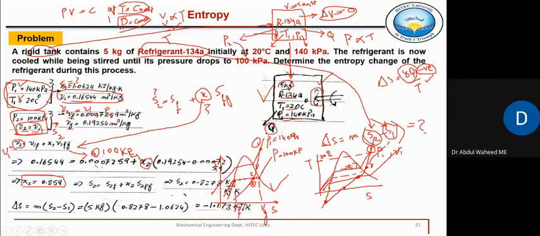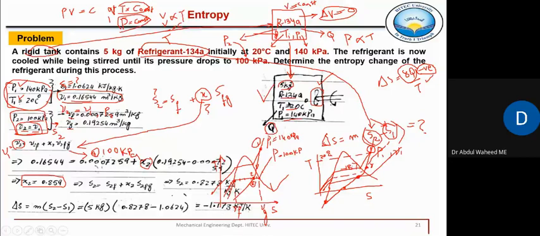Because when heat is lost by a substance, it goes to a more stable state, because it becomes cooler, it becomes more stable. Molecules are not vibrating as much as at high temperature. That's why the randomness or disorderness in the system or in that substance decreases. That's why its entropy decreases.